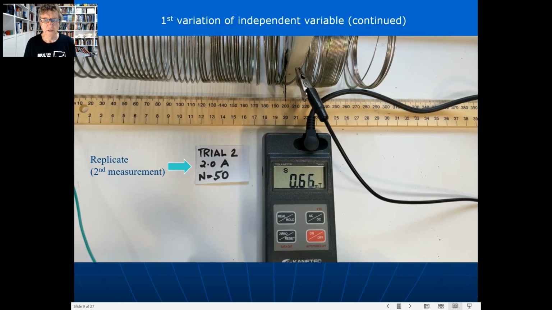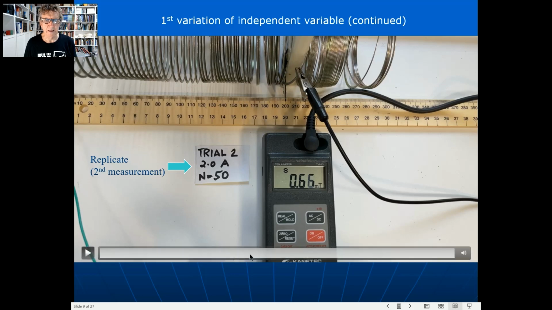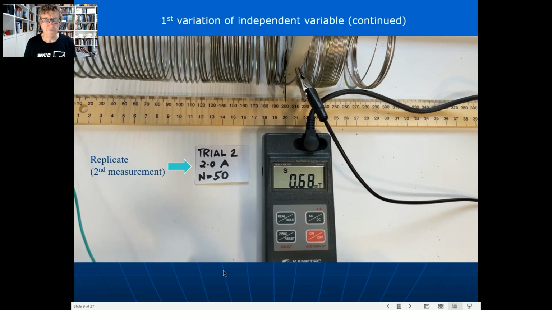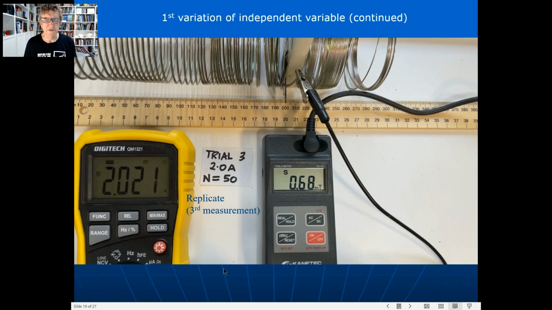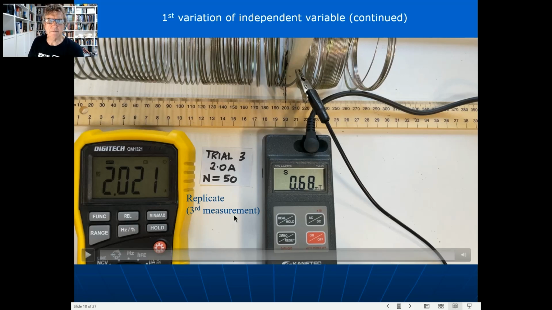Okay, so that's that done. Okay, let's move on to the next one. Whoops. This is trial 3. Now I've put an ammeter in the image there so you can see that I'm keeping it 2.0 amps. Now you might say, well, it's 2.02. Now we're only doing any of this to 2 significant figures.